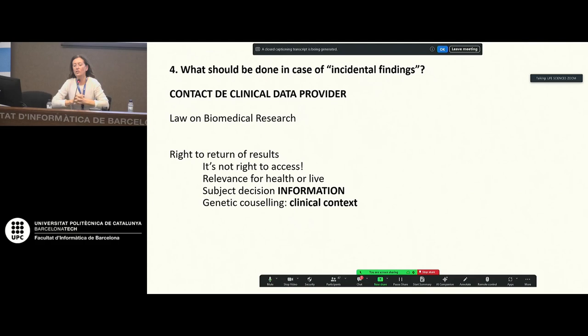The next point was, what should be done in case of incidental findings? And the answer is very easy. Contact the clinical data provider. You don't have to do anything more.